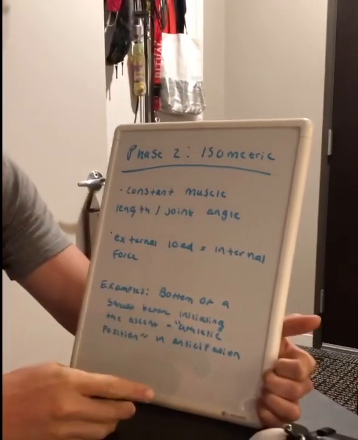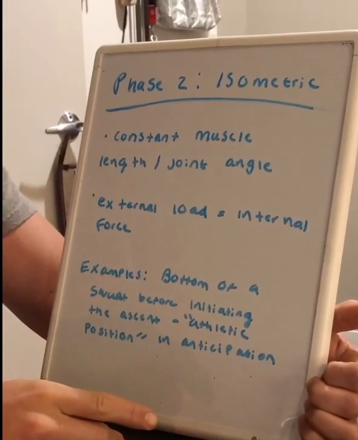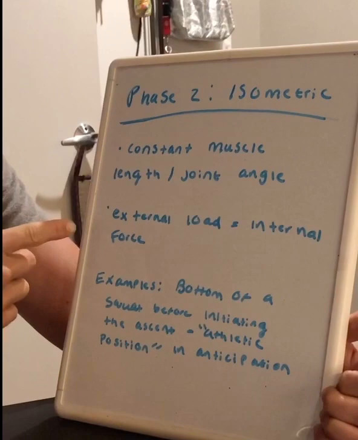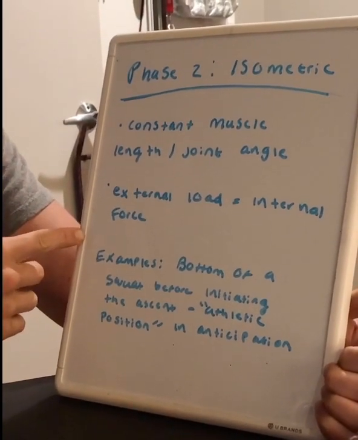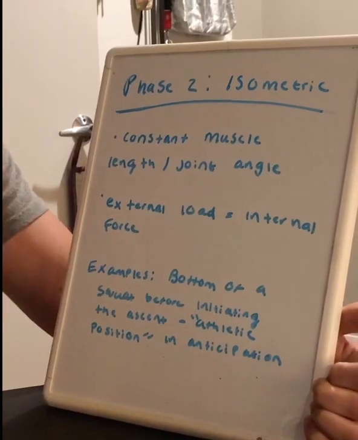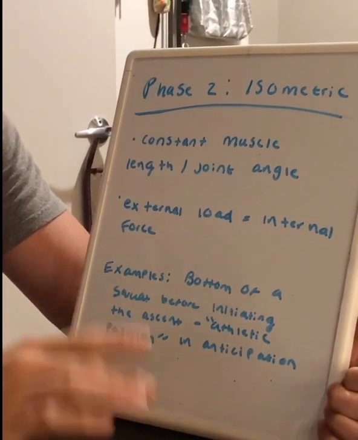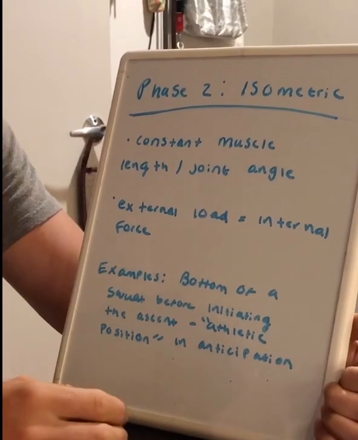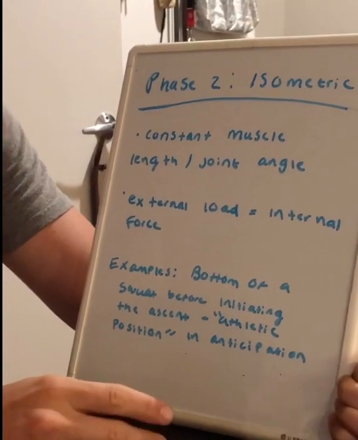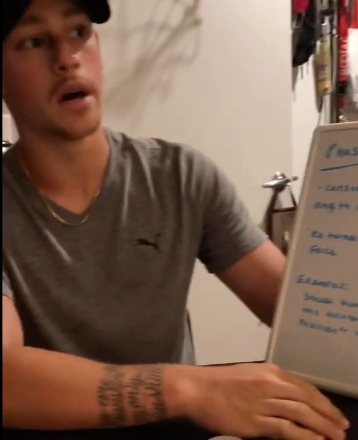Just know it's important. Next we have the second phase of dynamic movement, which is the isometric phase, commonly referred to as just the pause of a movement. During an isometric contraction, we have a constant muscle length and joint angle. The external load equals the internal force at this junction. Prime examples are the bottom of a squat before initiating the ascent, or just holding an athletic position in anticipation of a ball being hit or a free throw being shot. It's pretty universal.